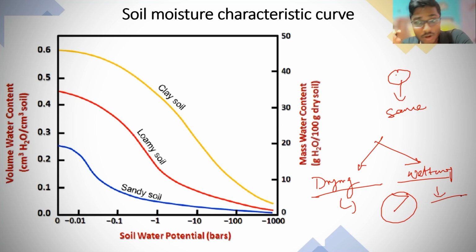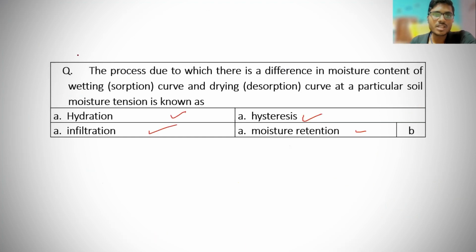So this is also another important question. During preparation, which curve always has higher moisture content at a particular soil moisture tension? The answer is the drying curve, or desorption curve. We'll try to understand the reason for such an effect. This effect is known as hysteresis. The answer to this question is: the process due to which there is a difference in moisture content of the wetting curve and drying curve at a particular soil moisture tension is known as hysteresis.